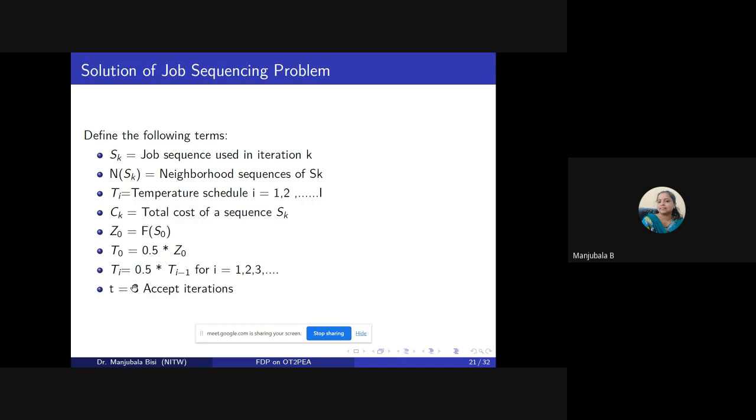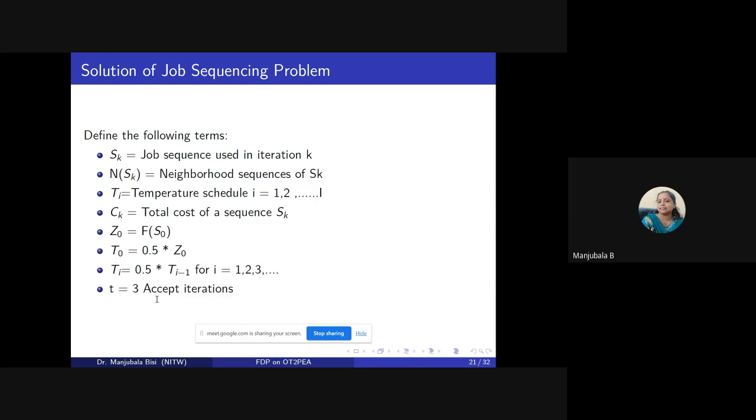Then how to change the temperature? In the annealing schedule, we are decreasing the temperature by half after 3 accepted iterations. That is the meaning: T_i equals 0.5 into T_(i-1), with small t equals 3. I mean after 3 accepted iterations, we are going to change the temperature.